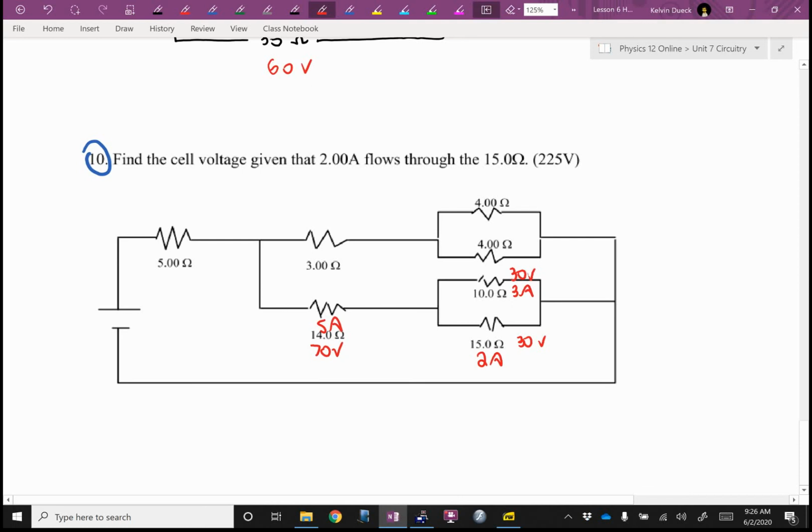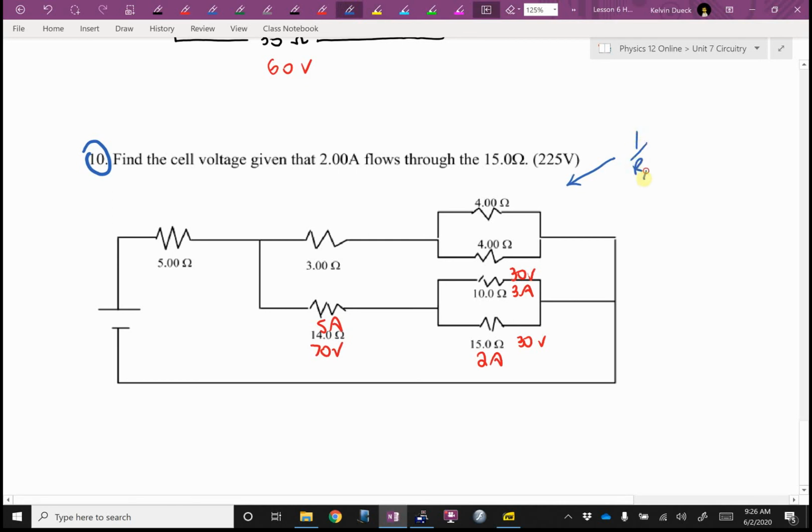How does that help me? Let's see. Well, this whole path here is 70 plus 30, is 100 volts. So this whole path here has to be 100 volts. You know what? I am going to have to rewrite this just a little bit. I'll have to rewrite this as R parallel.